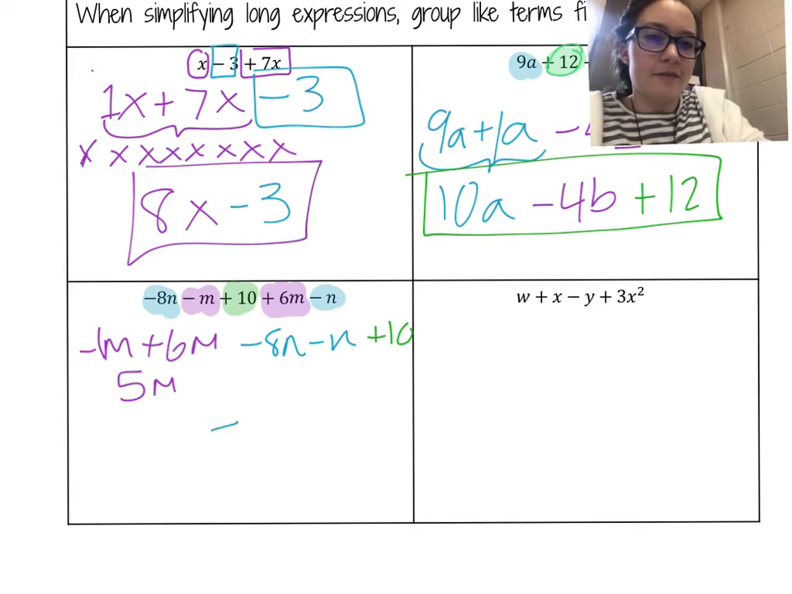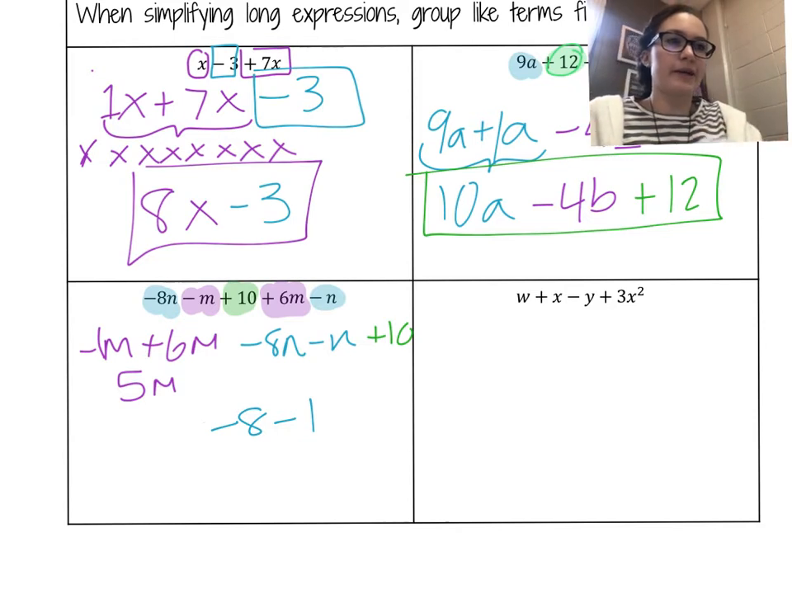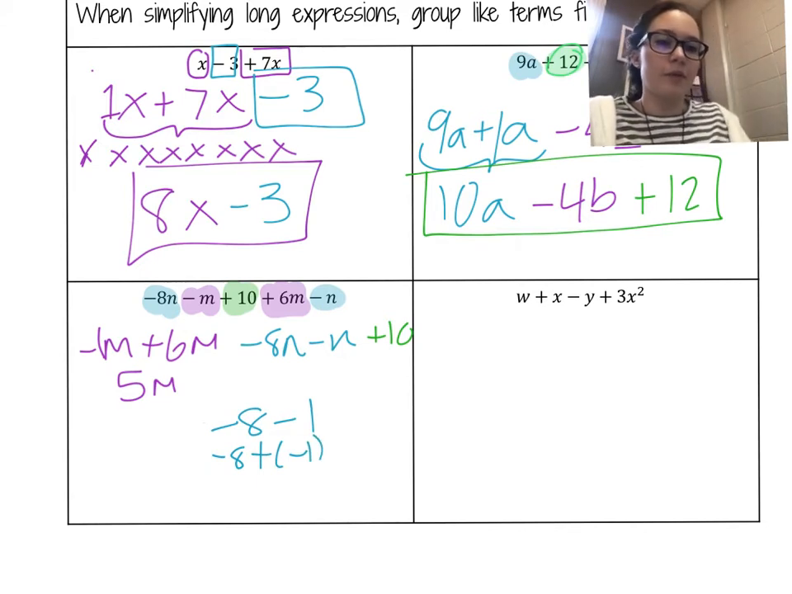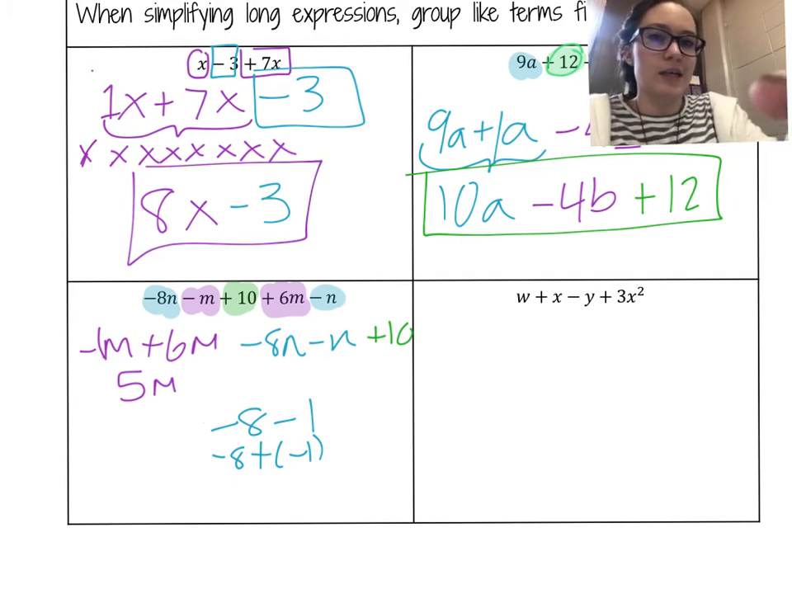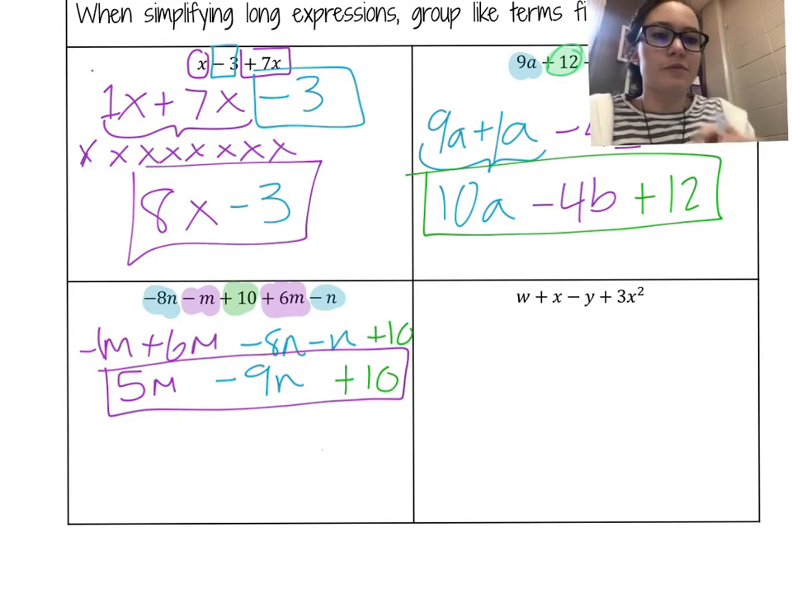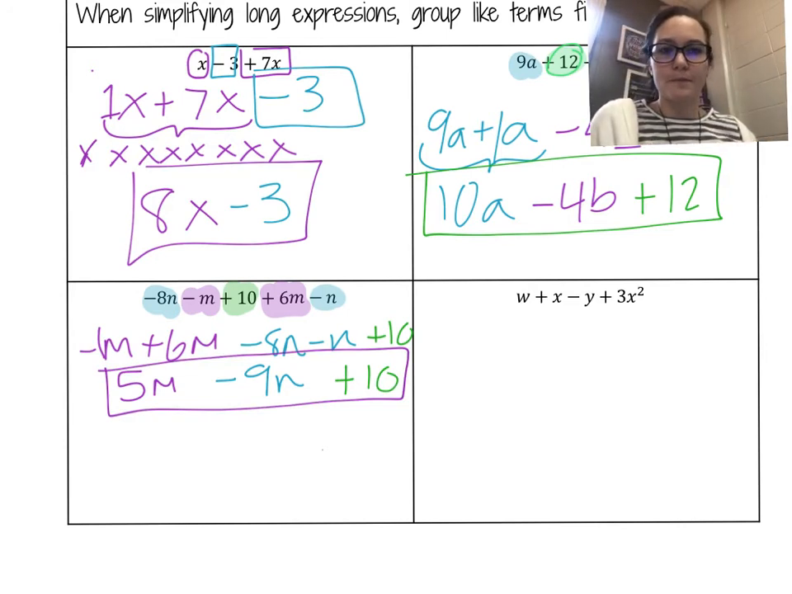And here we have negative 8 minus 1n, so negative 8 minus 1. Okay, if we change it to addition, it becomes negative 8 plus negative 1. 8 plus 1 is 9, and it's going to stay negative since they're both negative, so it's going to be negative 9n. So minus 9n. And then the 10, just hanging out by itself. There's no other numbers without a variable to combine it with.